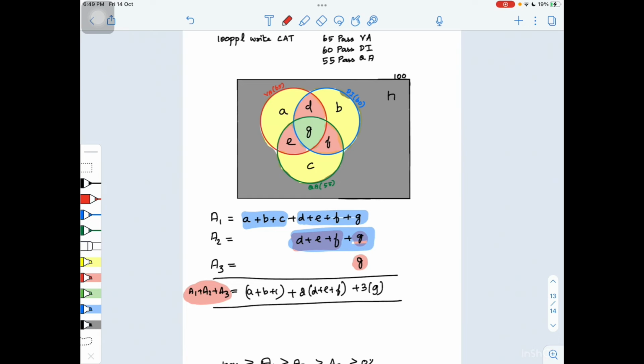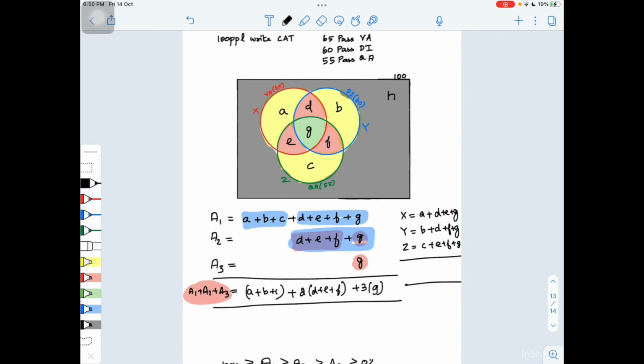Let's call this circle the X circle, this circle the Y circle, and this circle the Z circle. What is the X circle? X circle is nothing but A plus D plus E plus G. What is the Y circle? Y circle is B plus D plus F plus G. What is the Z circle? Z circle is nothing but C plus E plus F plus G.